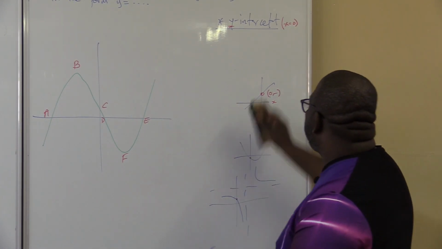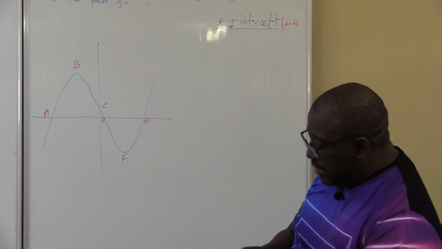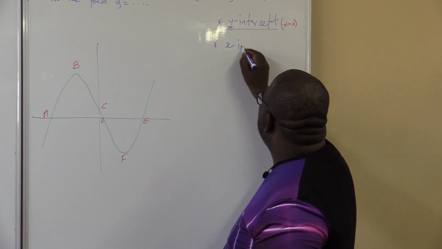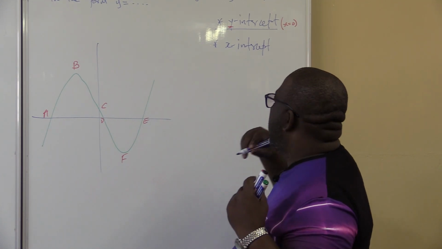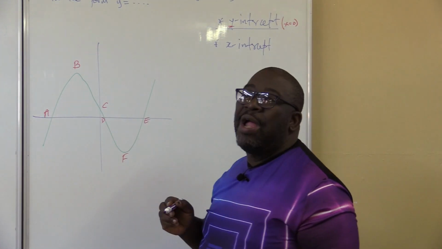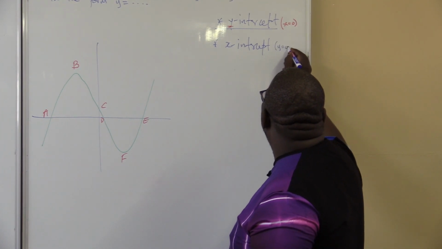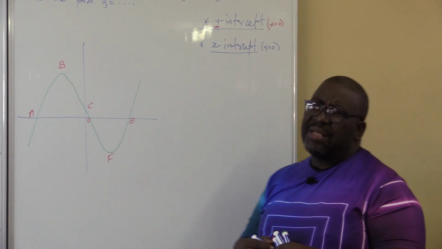Number 2, I want us to talk about another intercept, the x-intercept or x-intercepts. If I'm looking for the x-intercept, what do I make 0? I make y equal to 0, because there is no y there.